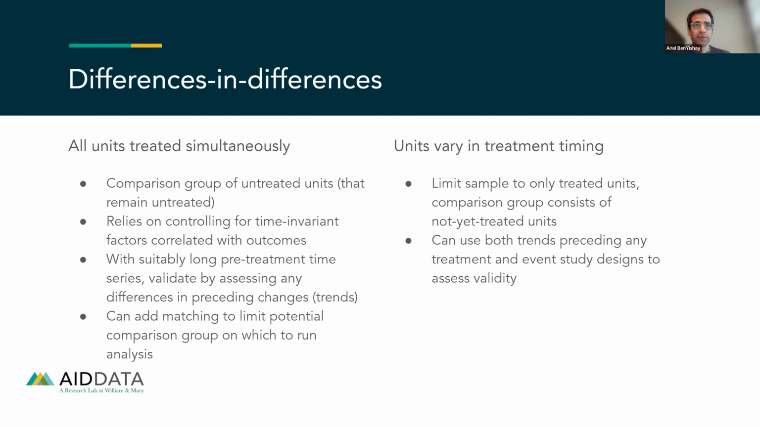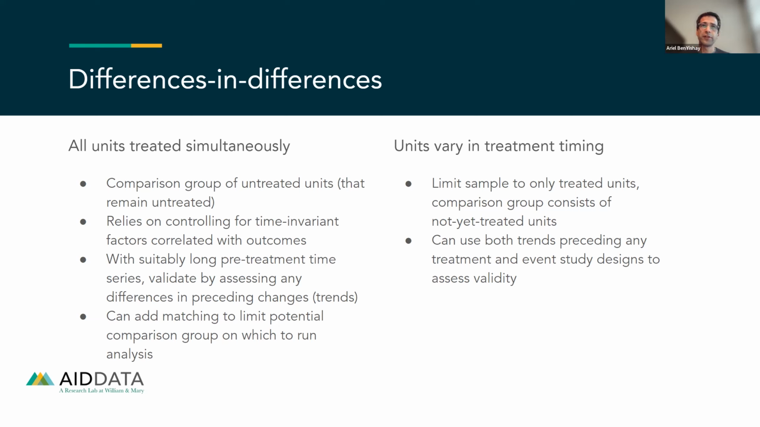With sufficiently long pre-trend time series, we're going to validate this by assessing any differences in the preceding pre-trends or changes. Important to note, again, we need long time series to do this. We can certainly do it with just one single difference beforehand, but those tests are often underpowered, as we're learning these days. And we can add matching to the comparisons, essentially to limit the comparison group from the much broader pool and make sure the comparison group on which we're actually running the analysis is the subsample that most resembles the treatment group in terms of the key variables.